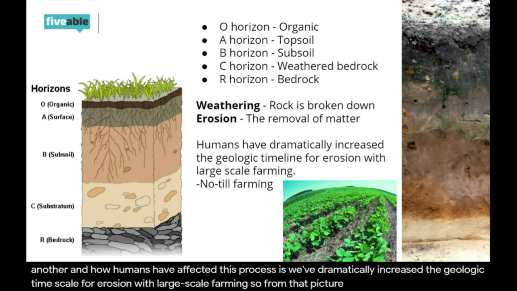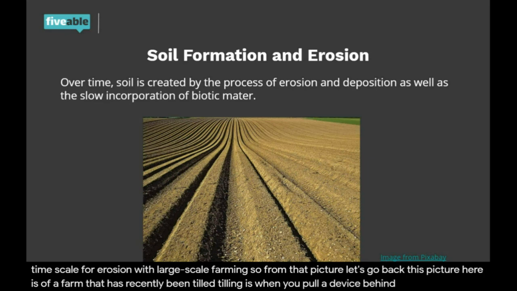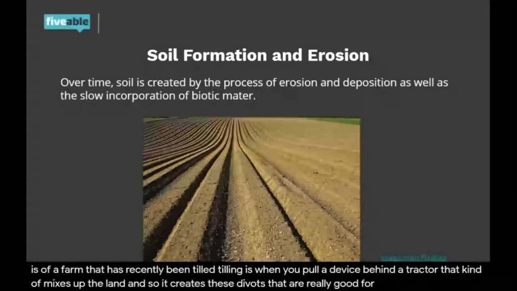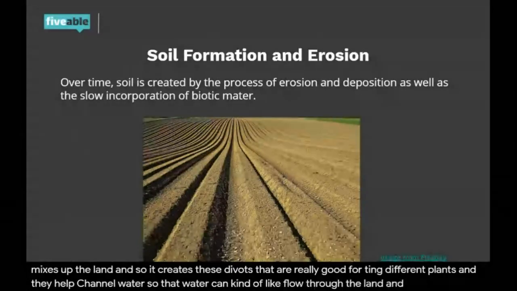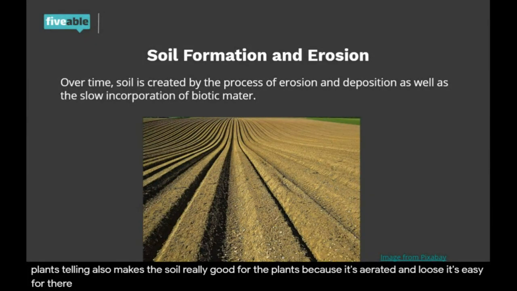So from that picture, let's go back. This picture here is of a farm that has recently been tilled. Tilling is when you pull a device behind a tractor that mixes up the land. It creates these divots that are really good for planting different plants, and they help channel water so that water can flow through the land and access all the plants. Tilling also makes the soil really good for the plants because it's aerated and loose. It's easy for their roots to go through it and take hold. So that is why we till land.